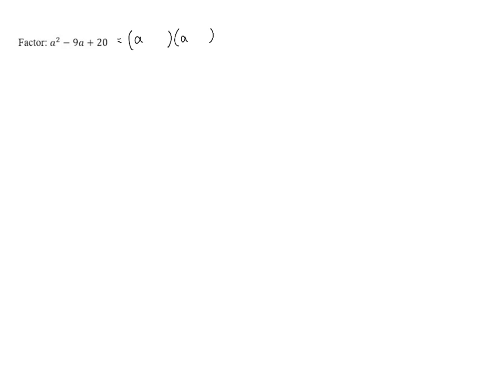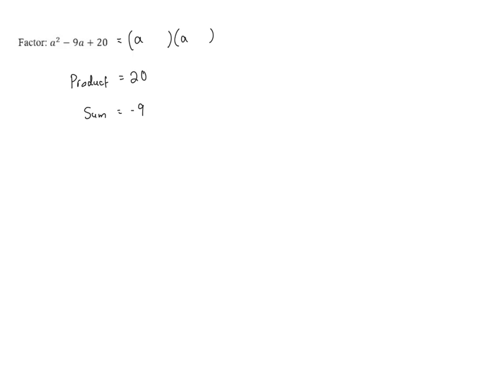But we know two things about those numbers. We know that their product has to be 20, and we know that their sum has to be -9. So we're looking for two numbers that have a product of 20 and a sum of -9. Now, I'm going to claim that those two numbers both have to be negative.